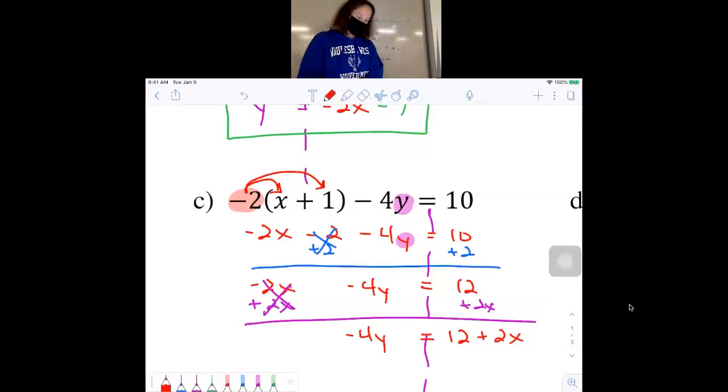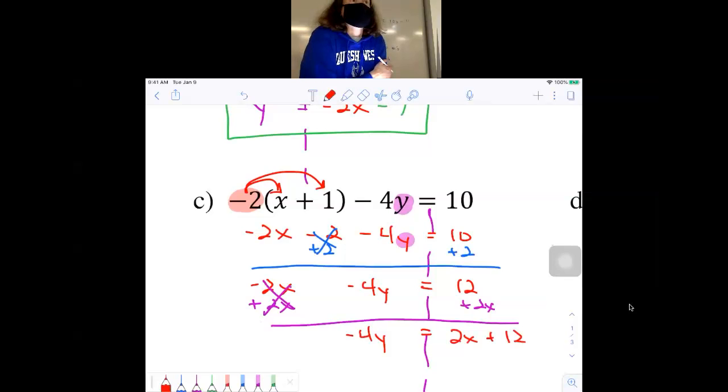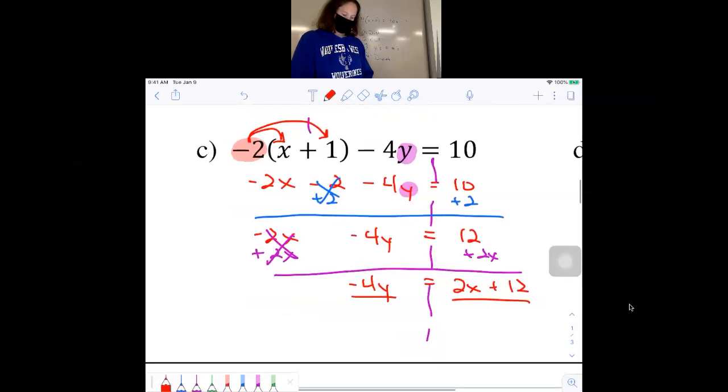Absolutely. I could erase that and write, oh, why'd you erase my line? I can undo. Yeah, that's true. You can write 2x plus 12 if you want to. It does not matter. Those are both positive, so you can do that. And then now I have all of my y's on the left side, so then and only then can I divide both sides by, not just 4, but -4.